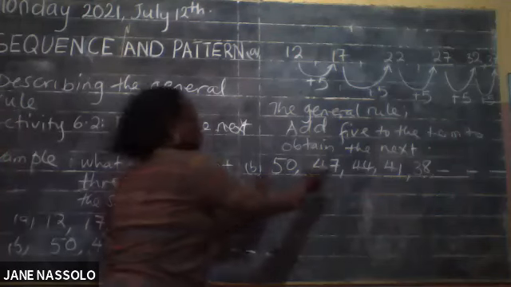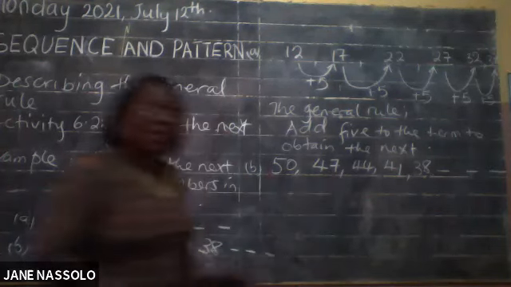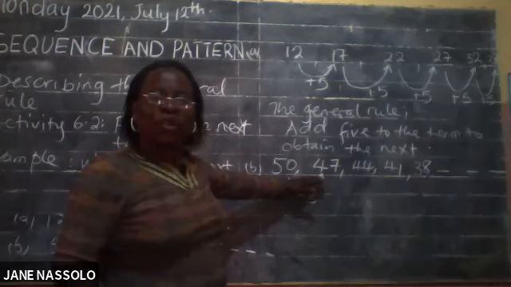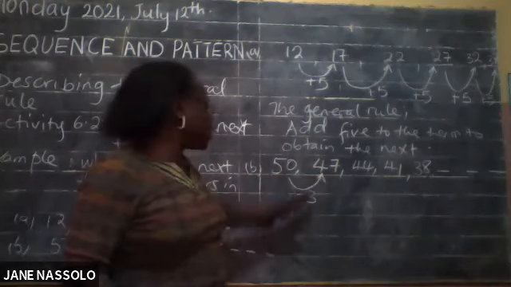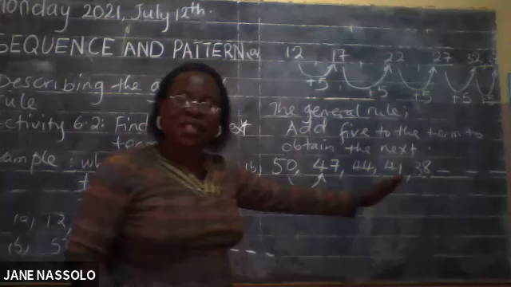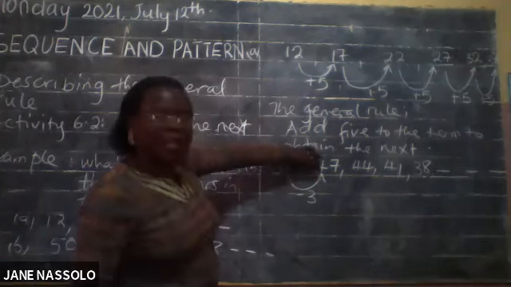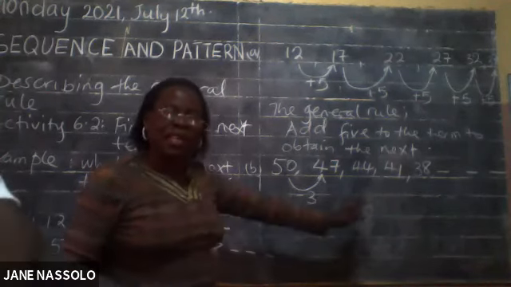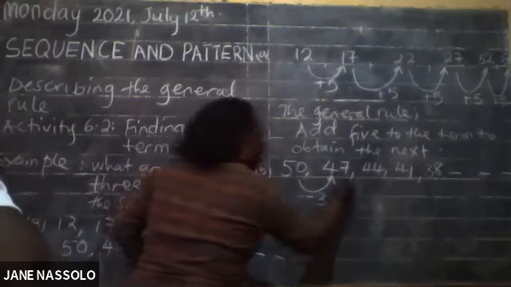What is the difference between the first and the second term? 3. We kept subtracting 3. Is that correct? Yes. Now we don't want to use only the first pair of terms and conclude the general rule. You have to ensure that it satisfies all the terms given. So you don't look at the first pair and conclude. Let's see if when we apply it to the second pair, we shall also obtain the correct answer.